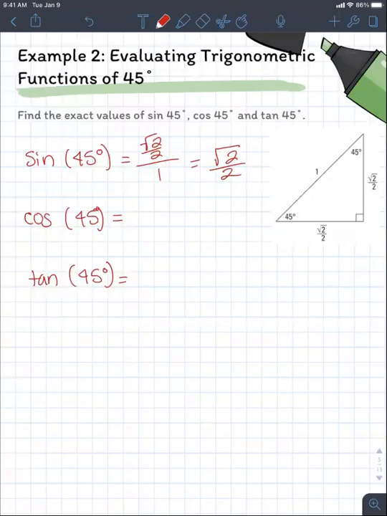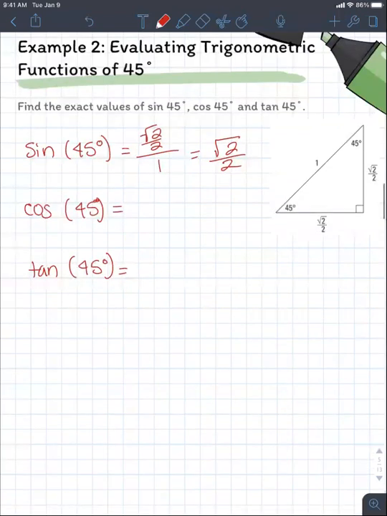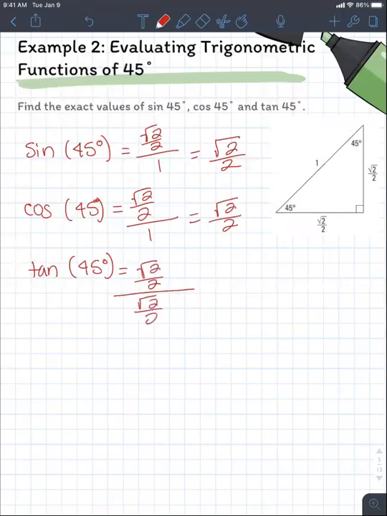Cosine is going to be the same thing because we have the adjacent side. We have 2 45-degree angles, but the adjacent side is the same no matter what. So our adjacent side is square root of 2 over 2, and our hypotenuse is 1. And then again, if we simplify that, it's just square root of 2 over 2. And then for tangent, we're going to use opposite over adjacent. So square root of 2 over 2 over square root of 2 over 2. If I divide something by what it is, then the answer is just 1. So I divided square root of 2 over 2 by square root of 2 over 2, so it's just 1.